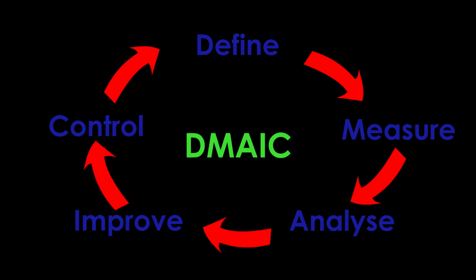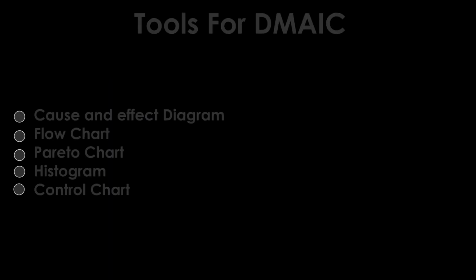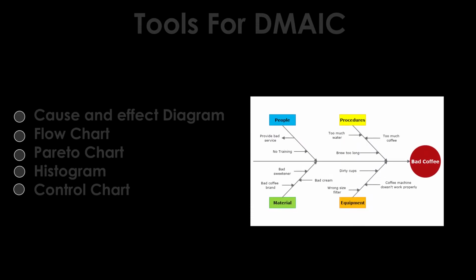To assist the DMAIC cycle, an array of tools can be used, such as process flowcharts, SIPOC, and value stream mapping. The first of which is an Ishikawa or cause and effect diagram, which identifies any causes for a specific event, such as a defect.